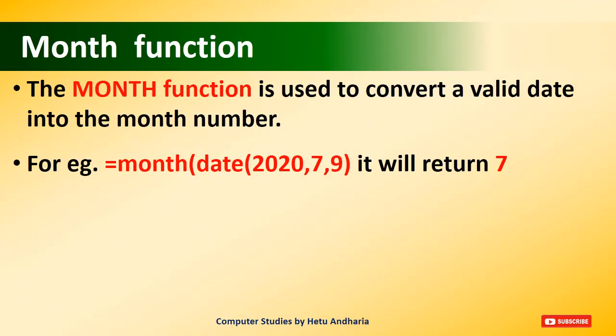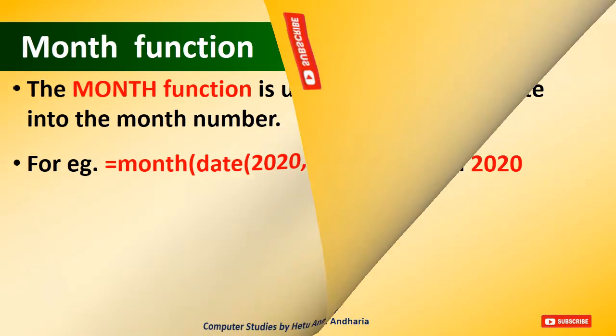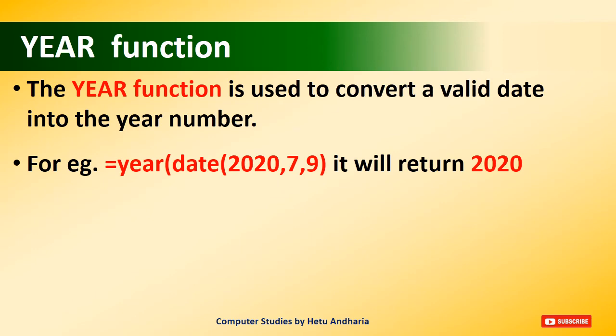Now the MONTH function. Just now, as we separated the day from the date, in the same way the MONTH function is used to separate the month. The MONTH function is used to convert a valid date into the month number. For example, =MONTH(date), if the date is so and so, then it will return 7. The YEAR function is also the same as the previous two functions. The YEAR function is used to convert a valid date into the year number. In this example, it will return 2020.